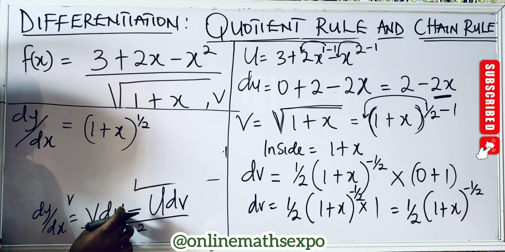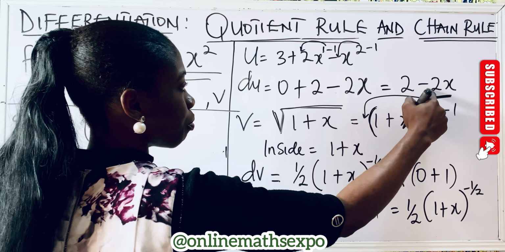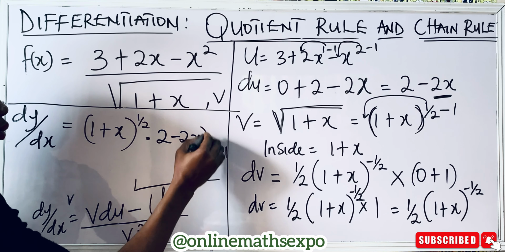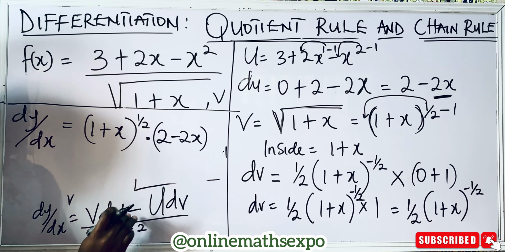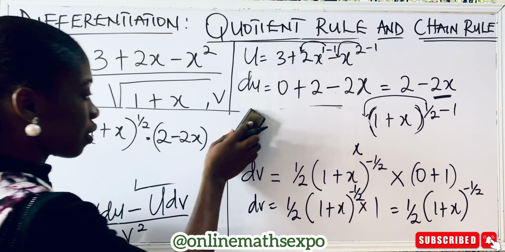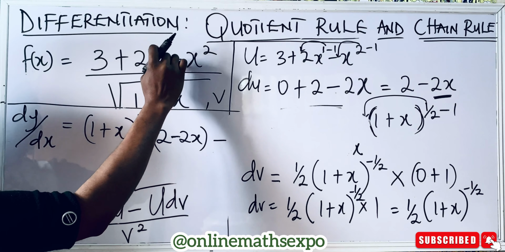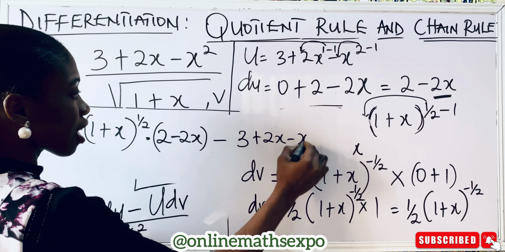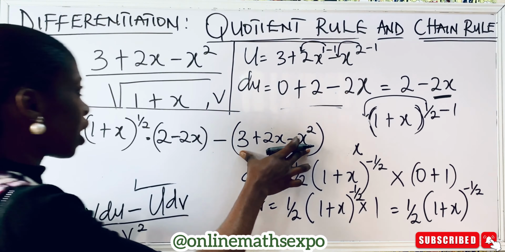Then our du is what? What did we get as du? Our du is 2 minus 2x. So we have 2 minus 2x. We are going to put it in brackets because it's an expression, okay? Then minus our u, which is what? Our u is the numerator, which is 3 plus 2x minus x squared. This is an expression, put it in brackets, okay?